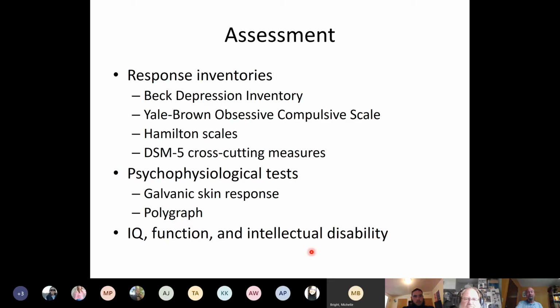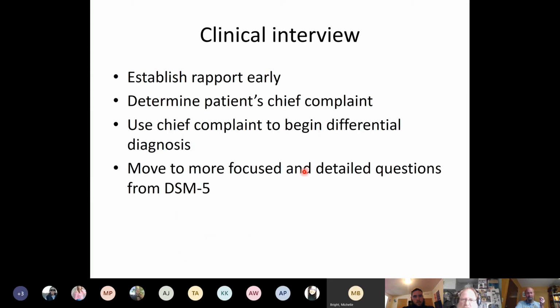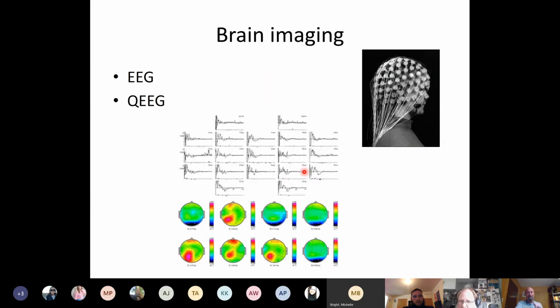IQ, function, intellectual disability. You don't give any lie detector tests. Probably doesn't want to help you here. But you do want to do these. Okay, you want to do these because we have the PET scans, which is, never mind. Actually, it's EEG. EEGs are able to discern Alzheimer's disorder from other disorders, other dementing disorders, neurocognitive disorders.